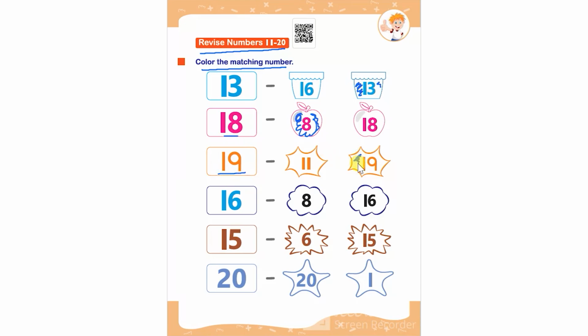19 so they have to color over here. 16 so they have to color over here. 15 so they have to do color over here. And 20 so they have to do color over here.